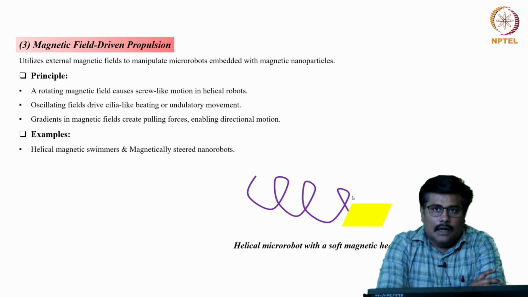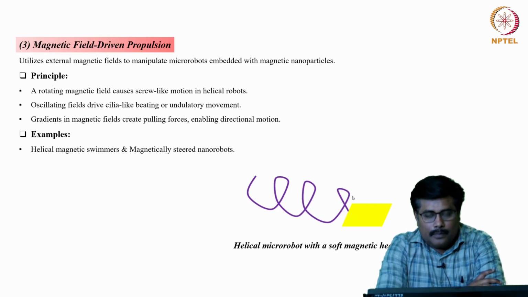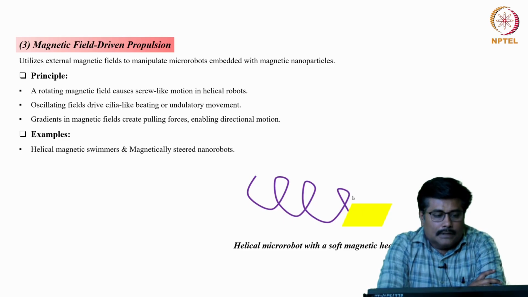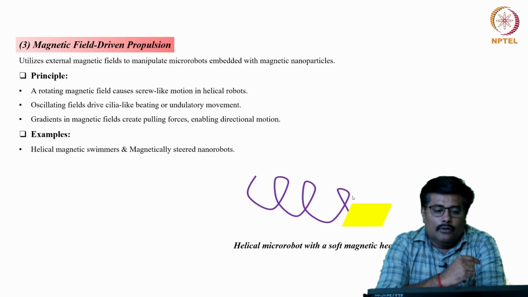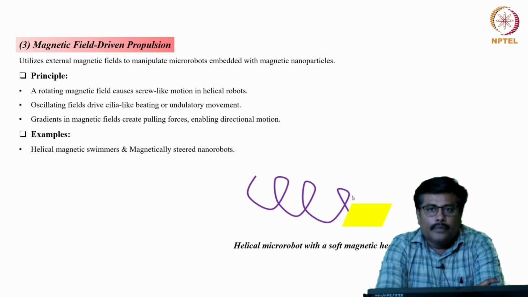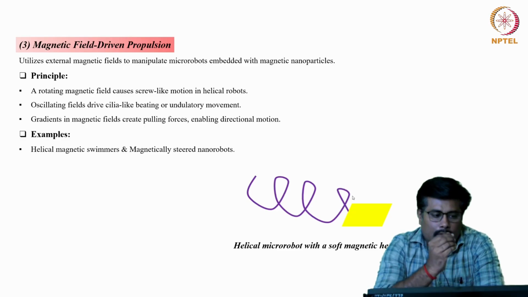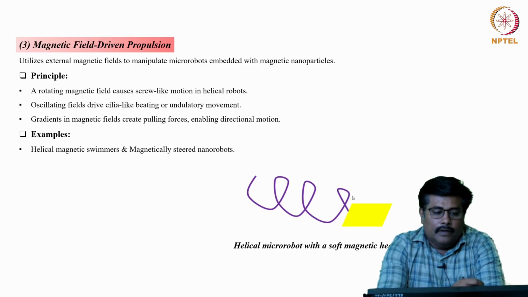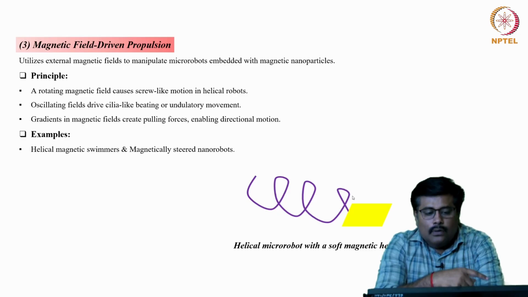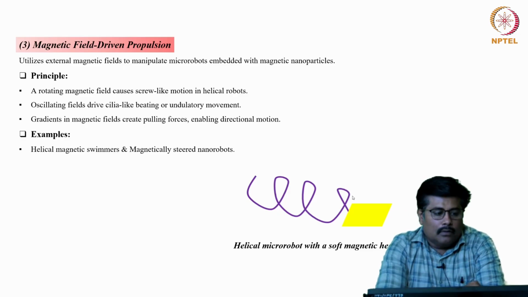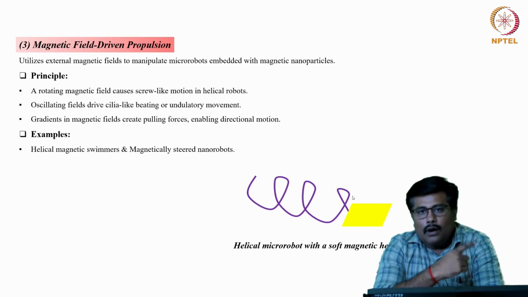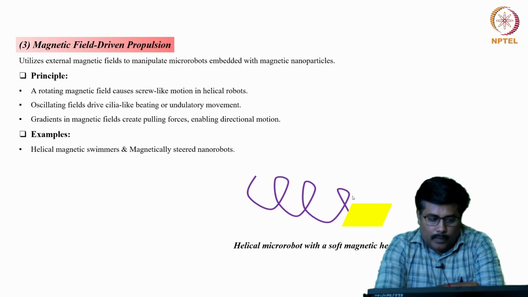As far as magnetic field driven propulsion is concerned, it utilizes an external magnetic field to manipulate a micro robot embedded with magnetic nanoparticles. From the principle point of view, a rotating magnetic field causes a screw kind of motion in the helical robot, and an oscillating field drives the cilia-like beating or an undulatory movement.